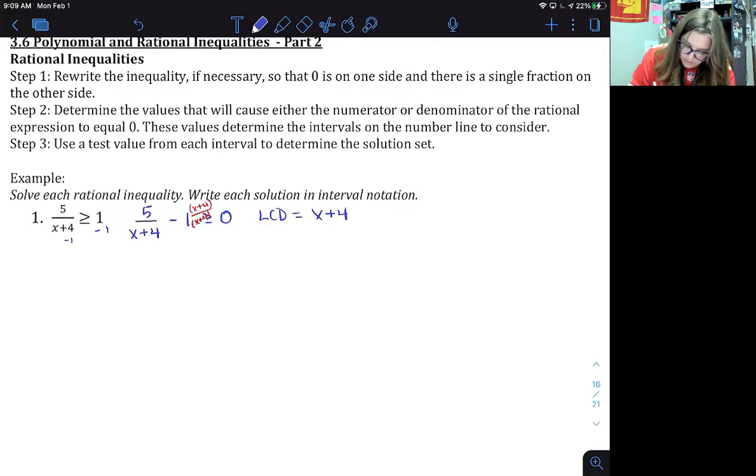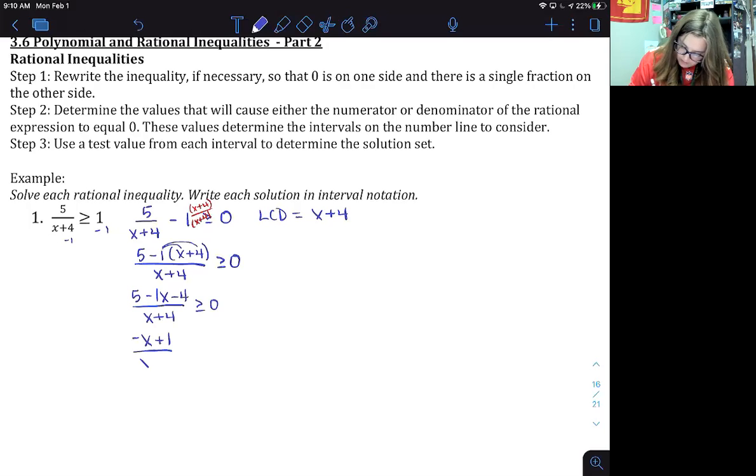Okay, and that gives us 5 minus 1 times x plus 4, all divided by x plus 4 is greater than or equal to 0. So if we simplify this, this gives us a negative 1x minus 4. Which can simplify to be negative x plus 1 over x plus 4 is greater than or equal to 0. Okay, so nothing can cancel.